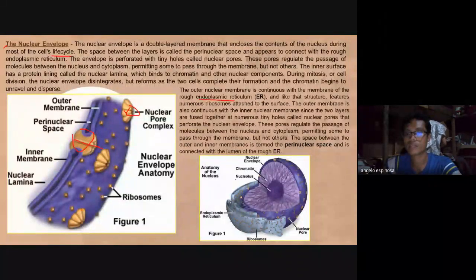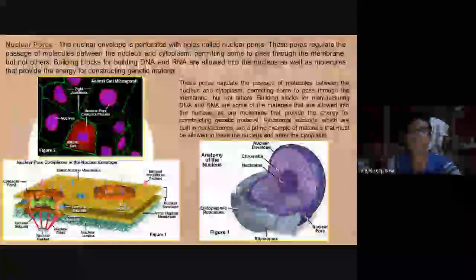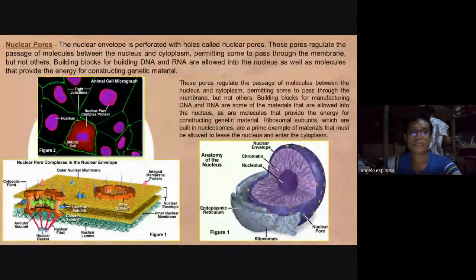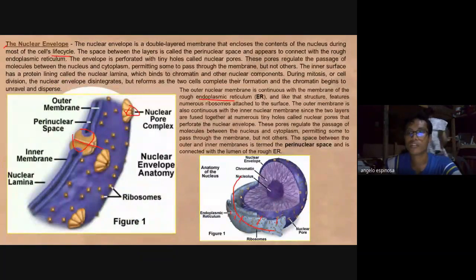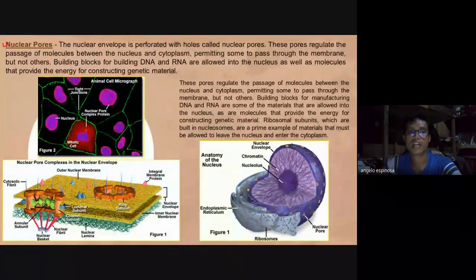Okay, kasi ito naman yung endoplasmic reticulum. Lalabas doon si ribosomes and then magpunta doon kay endoplasmic reticulum, or rough endoplasmic reticulum. So we have nuclear pores. Si nuclear envelope, nasabi ko kanina, siya yung envelope, yung cover ng nucleus. And we have nuclear pores, diyan dumadaan si ribosomes, yung ginawa ng nucleus, so lalabas siya doon sa nuclear pores.